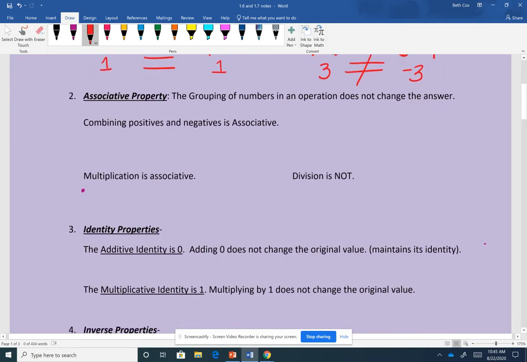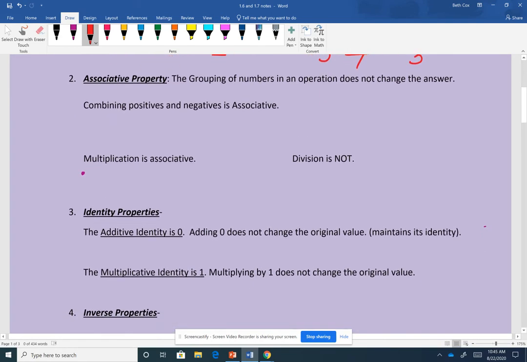All right, associative property. This one deals with the grouping of numbers. So it kind of gives you some order of operation flexibility so you can group them differently and still get the same number because it doesn't change the answer, but you can't always do it. Combining positives and negatives is associative.